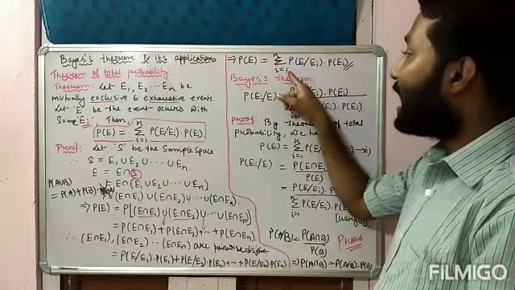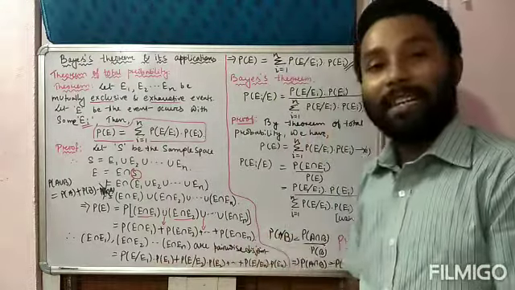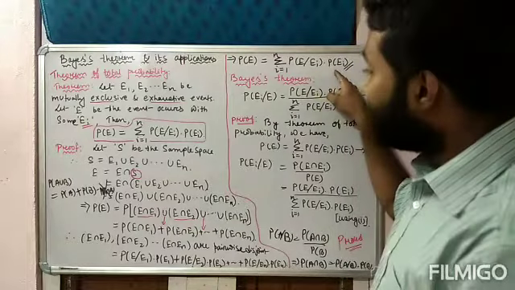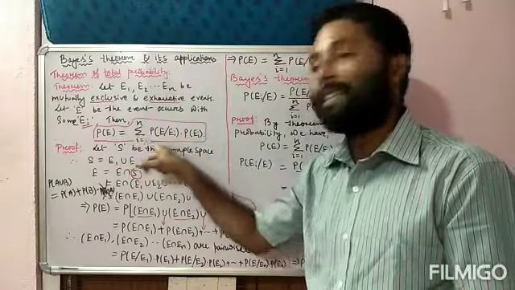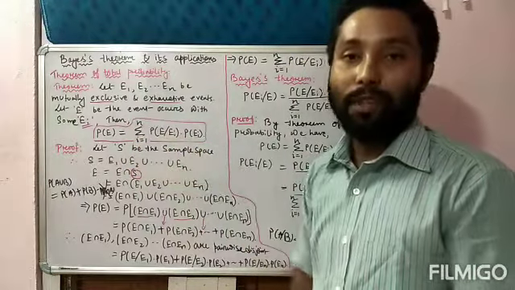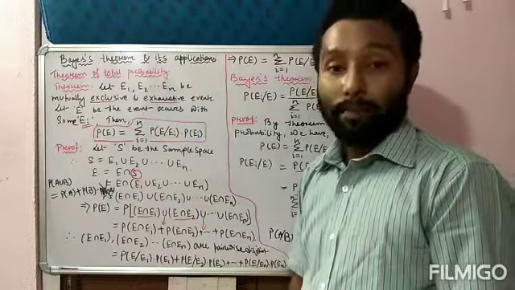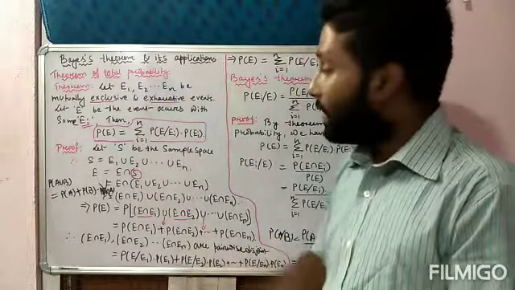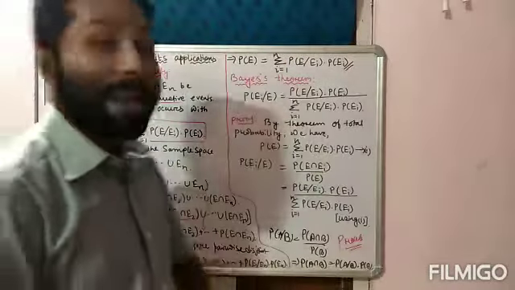That means if you put I from 1 to n, you will get the previous step only. And this is nothing but the theorem of total probability statement. Hence proved. Okay. So ये हो गया theorem of total probability का statement with proof. Okay. Now we can easily prove the next part, that is Bayes theorem.